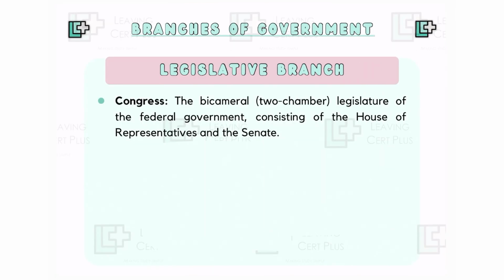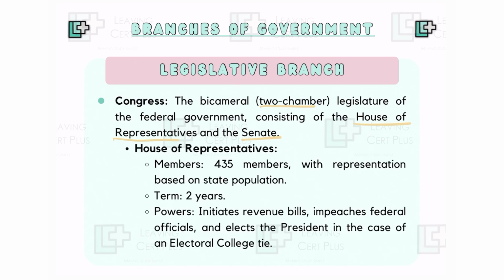So, the legislative branch, let's have a quick look at it. It is a two-chamber legislature of the federal government, and it consists of the House of Representatives and the Senate, okay? The House of Representatives has 435 members, with representation based on state population. So, bigger states have more representatives. If you're elected, you're there for 2 years, and they have the power to initiate revenue bills, impeach federal officials, and they can even elect the president in the case of a tie with the Electoral College. So, if two presidents happen to get the same amount of points in the elections, which has never happened, but if it does, the House of Representatives has the casting vote on who gets elected.